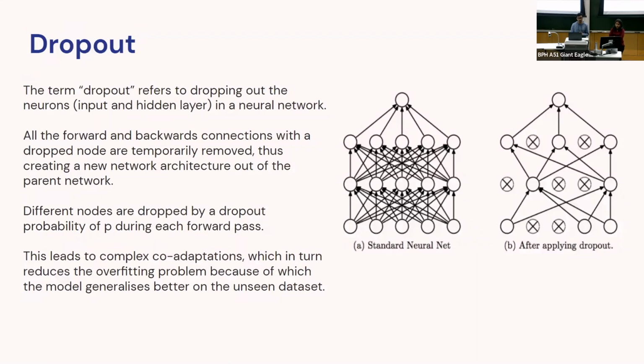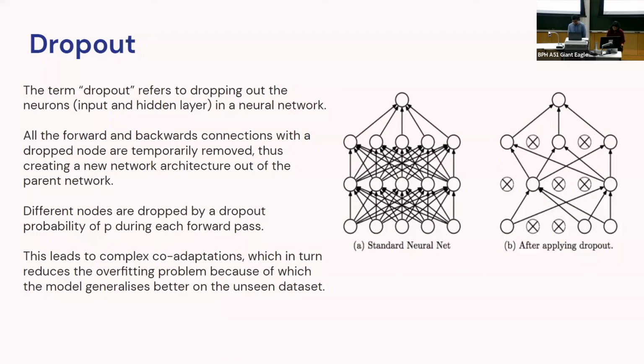So because you turn off a random set of neurons with a certain probability at each training loop, what you're essentially doing is creating a bunch of subnetworks and training them in parallel, and creating these co-adaptations between neurons every training loop, so that it basically becomes more robust and doesn't overfit in some sense, right?